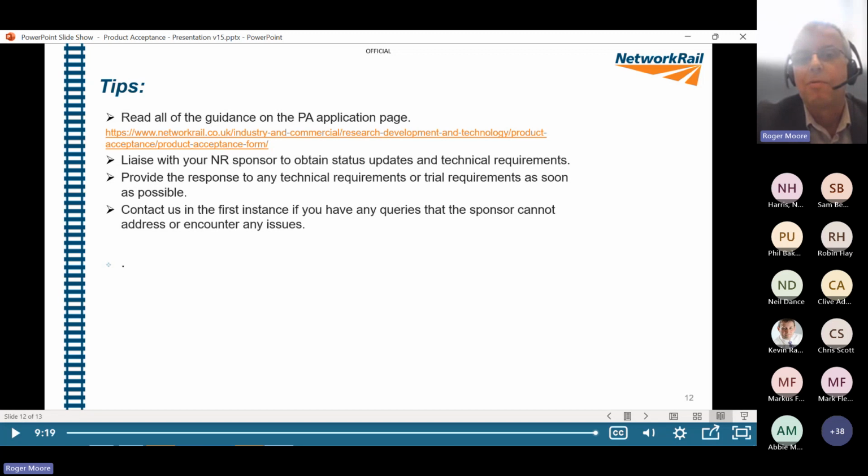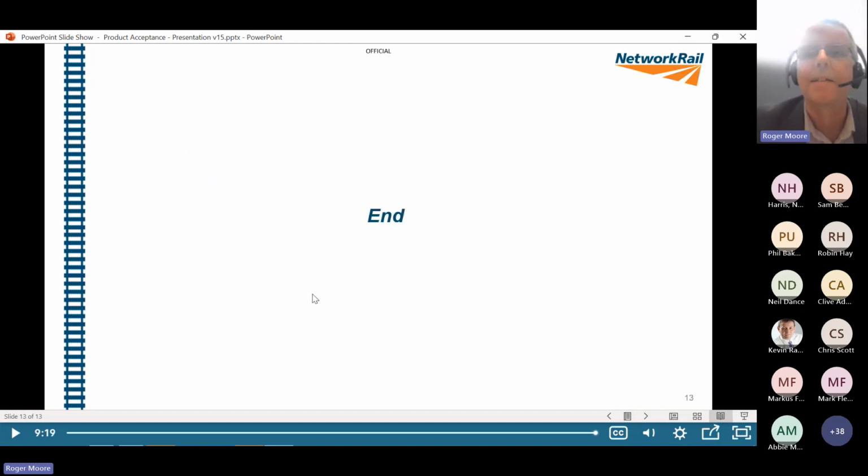Provide a response to any technical requirements or trial requirements as soon as possible. Trial certificates tend to have a duration of about a year on them, but that doesn't mean that the trial needs to take a year. If you can meet the technical requirements in 2 weeks, then please submit all the evidence, and it can then move to full acceptance. And contact us in the first instance if you have any queries. And I think that's it.